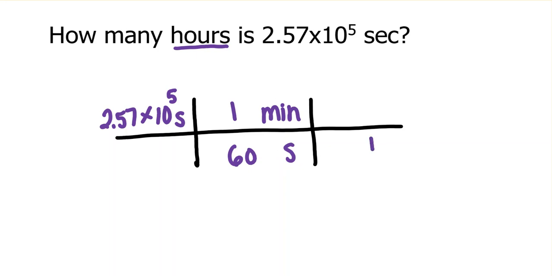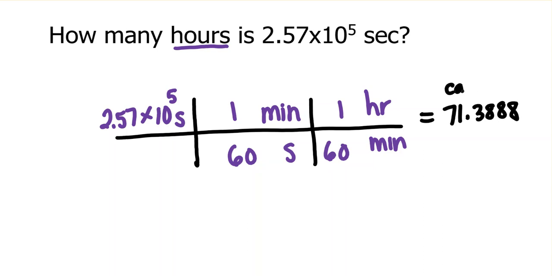So seconds will cancel. I'll go to minutes next, and then to hours. And I know that there are 60 minutes in 1 hour. And then this is one that you need to do to make sure you're entering it on your calculator correctly, because there's a common mistake on this one. So when I do this, I get this. This is what my calculator gives me, something like that, but I need to think about significant figures as well.